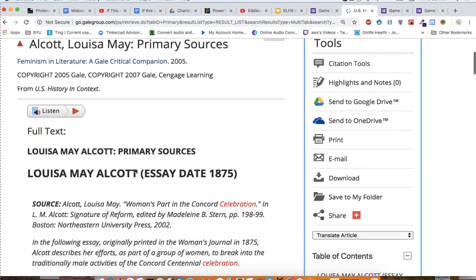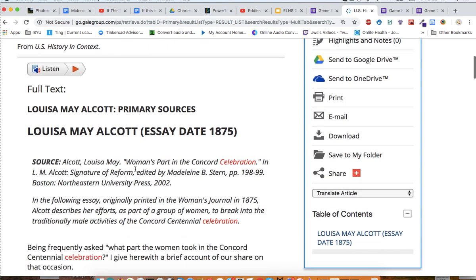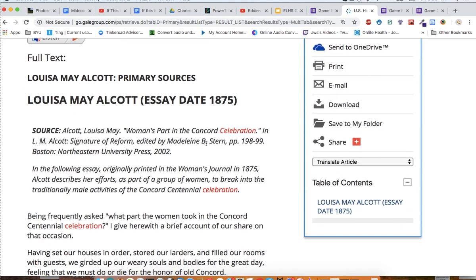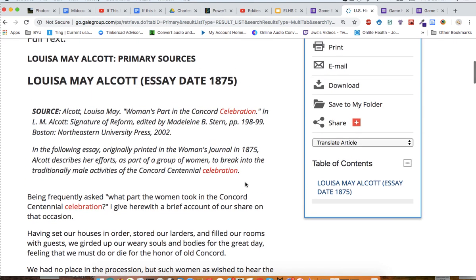Concord, Massachusetts is a possible city or town, and the cultural piece being the celebration, the centennial celebration, which would have been in 1876, right? Because 1876 is 100 years after 1776. So that makes sense. We would have the centennial celebration.